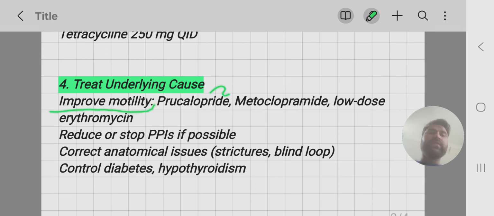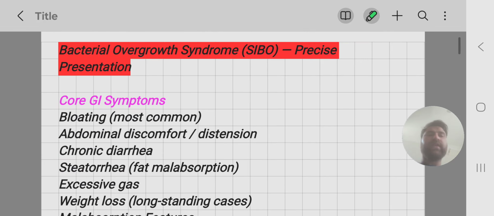For motility, you can give prucalopride, metoclopramide, low dose erythromycin. You should stop PPIs because gastric acid hyposecretion can also lead to bacterial proliferation in the intestine. Correct anatomical issues, strictures, blind loops, etc. Control diabetes and hypothyroidism. So this is all about bacterial overgrowth syndrome.